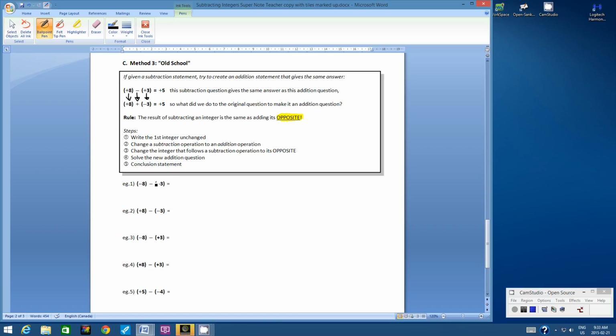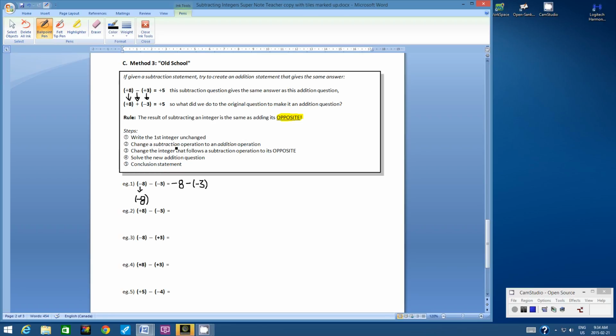Example 1. Let's rewrite Example 1 in standard form. Let me give you a 5-second head start. Okay, so let's start with our steps. Step 1, write the first integer unchanged. The first integer unchanged is negative 8.